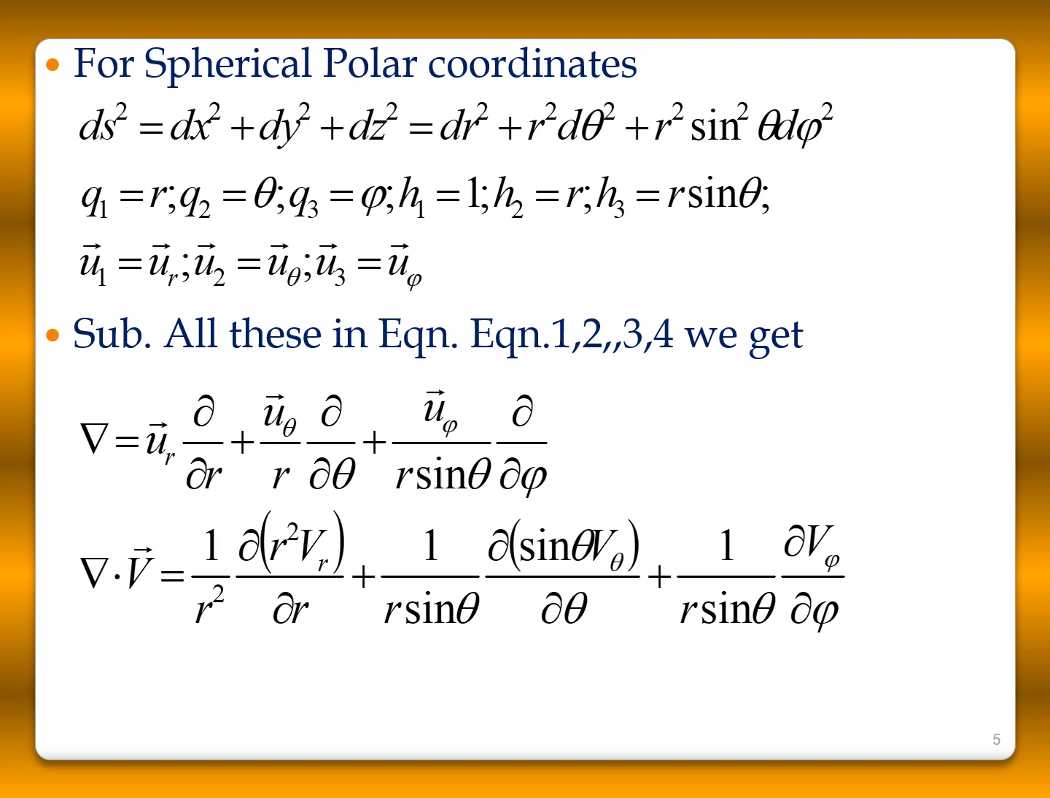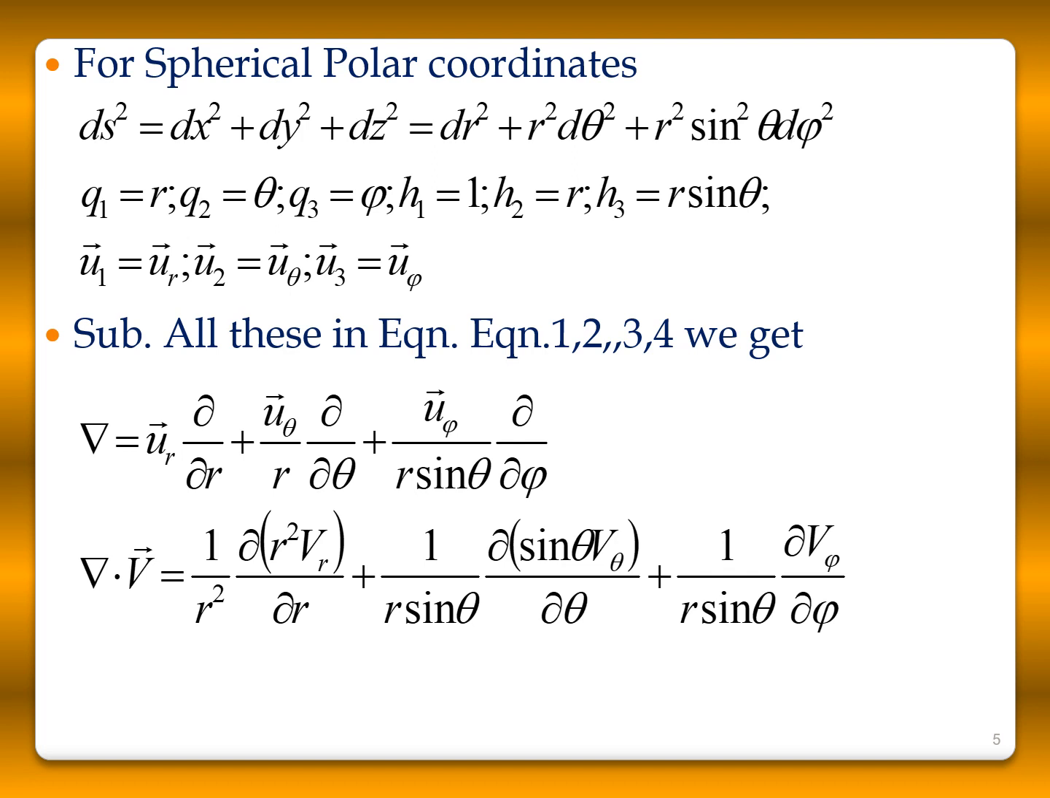Now, ds squared is the distance between the elements: dx squared plus dy squared plus dz squared. Now you substitute the previously derived dx, dy, dz. If you square it, then we end up with dr squared plus r squared d theta squared plus r squared sine squared theta d phi squared.